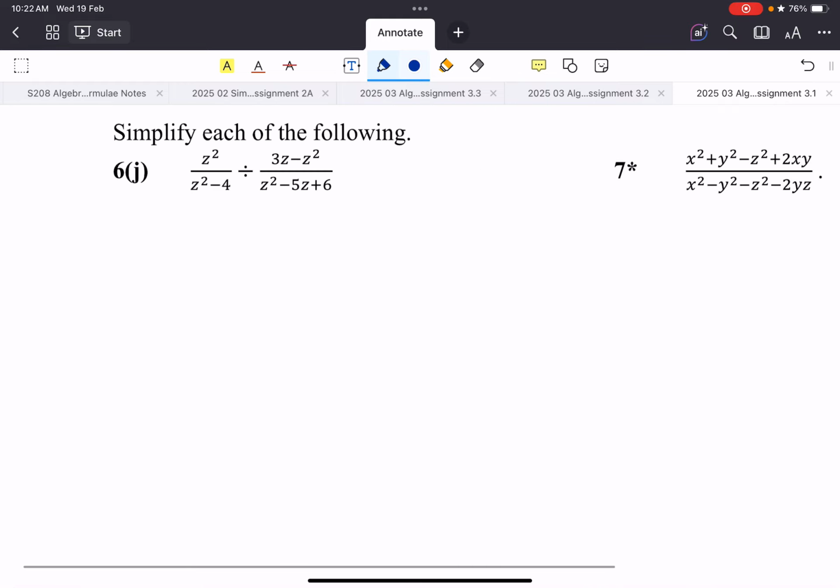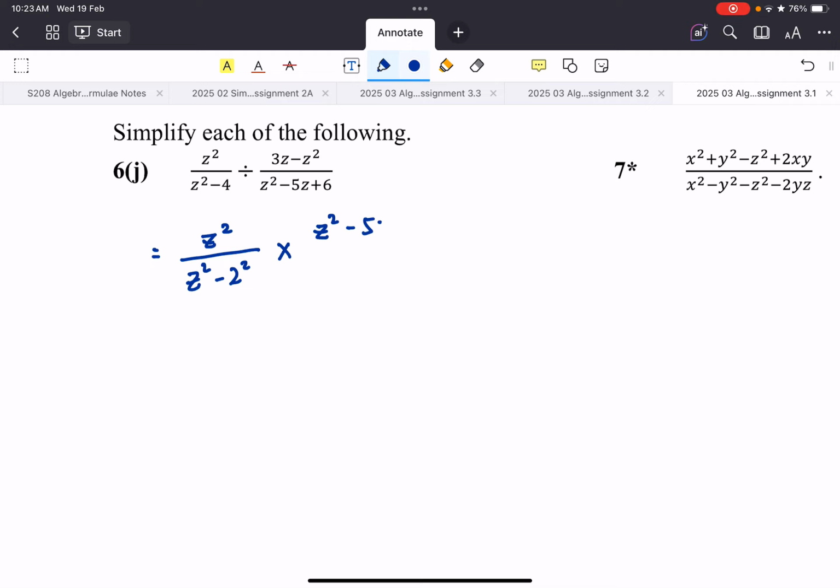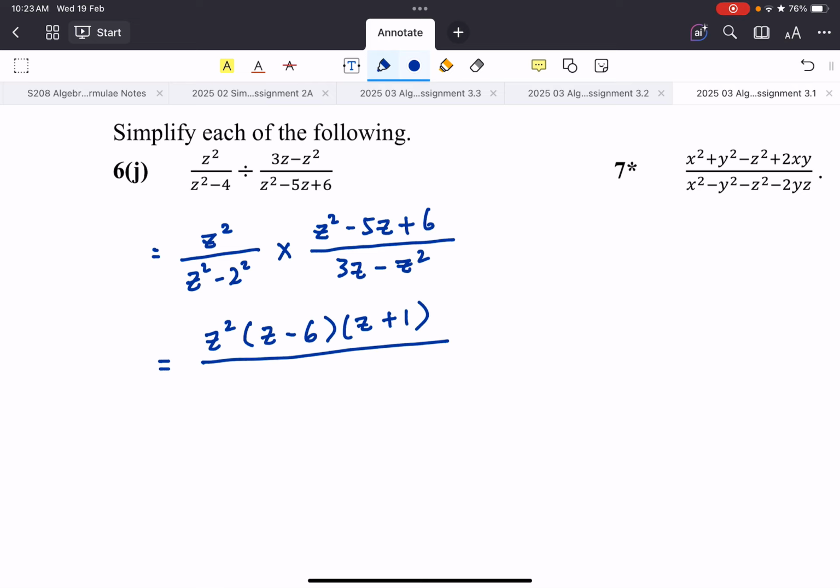Okay, here's the next one. Same idea: division, we just convert it to multiplication by the reciprocal. So we'll write it down. We get z squared over z squared minus 2 squared, and then we multiply by z squared minus 5z plus 6 over 3z minus z squared. Now we go ahead and do our factorizing. Z squared, nothing we can do about that. Over here, z squared minus 5z plus 6, we can do our cross method. We'll end up with z minus 6, z plus 1. Divide by, so over here we have z plus 2, z minus 2.